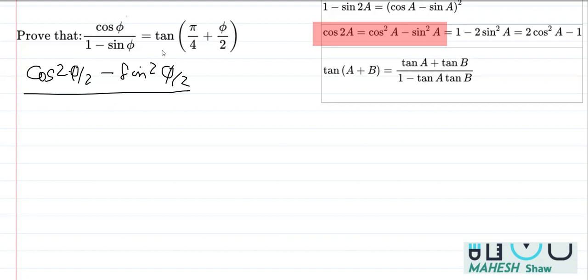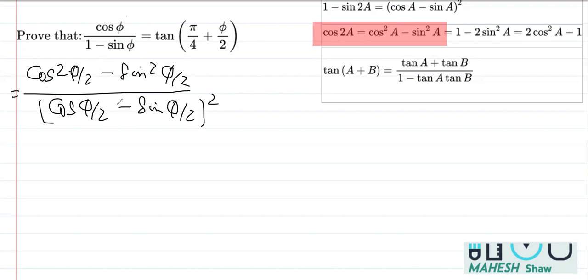Now, below you can see that this is 1 minus sin phi. So applying this identity, we can say that 1 minus sin 2a is cos a minus sin a whole square. So that's what we are going to do. As you can see, 2a becomes a, so phi will become phi by 2. We can write this as cos phi by 2 minus sin phi by 2, the whole square.